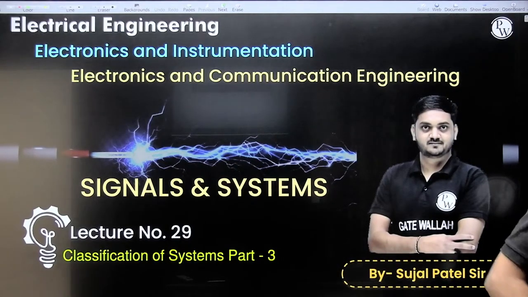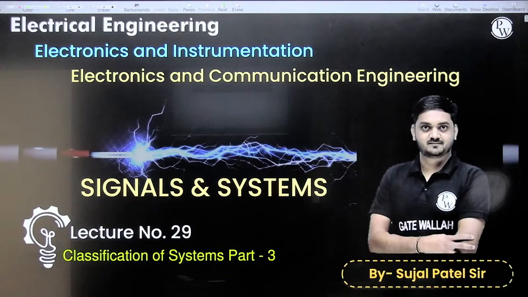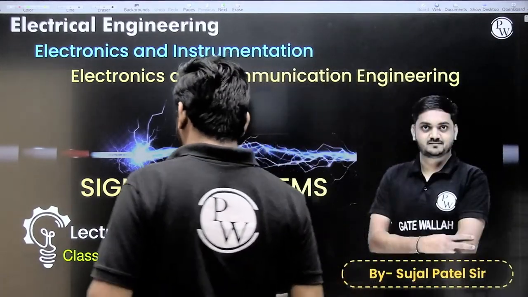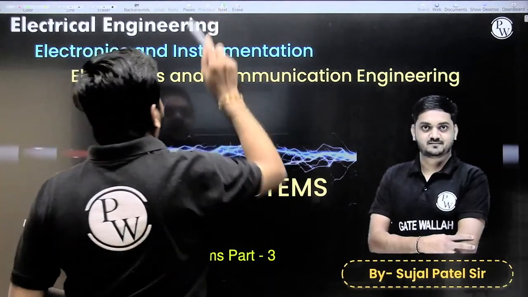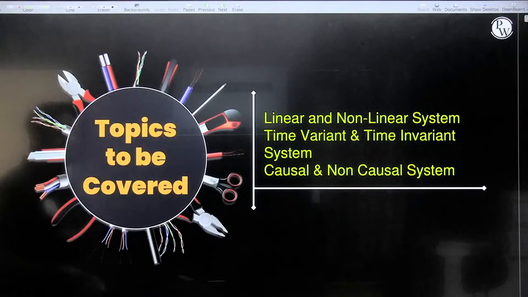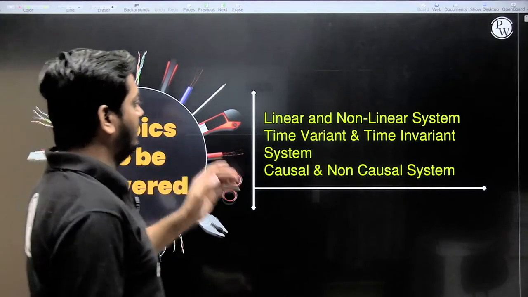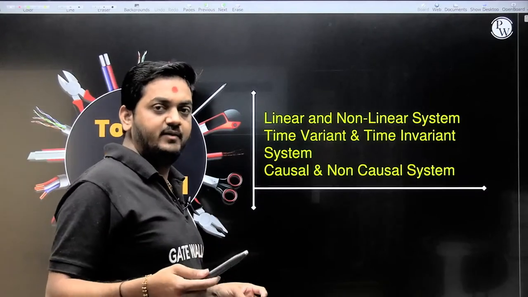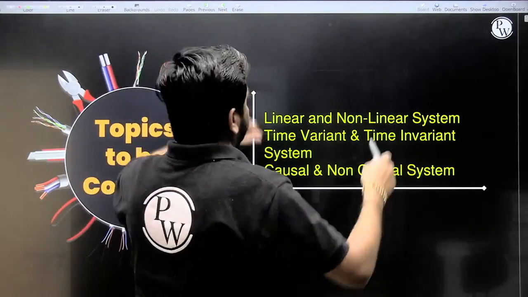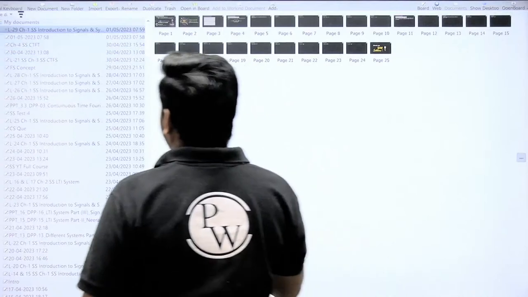So let us start, guys. This is lecture number 29, classification of systems. And in this class we will study linear and nonlinear systems. Already we completed causal, non-causal, static, dynamic, invertible, non-invertible, stable and unstable systems.